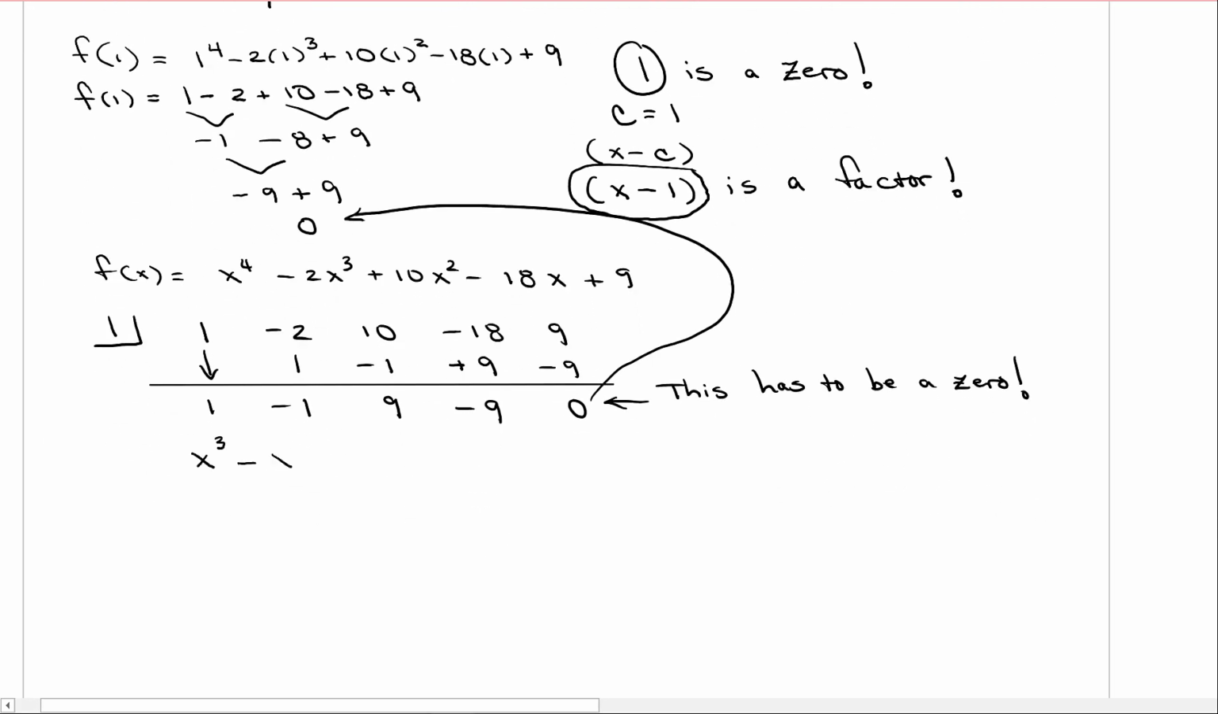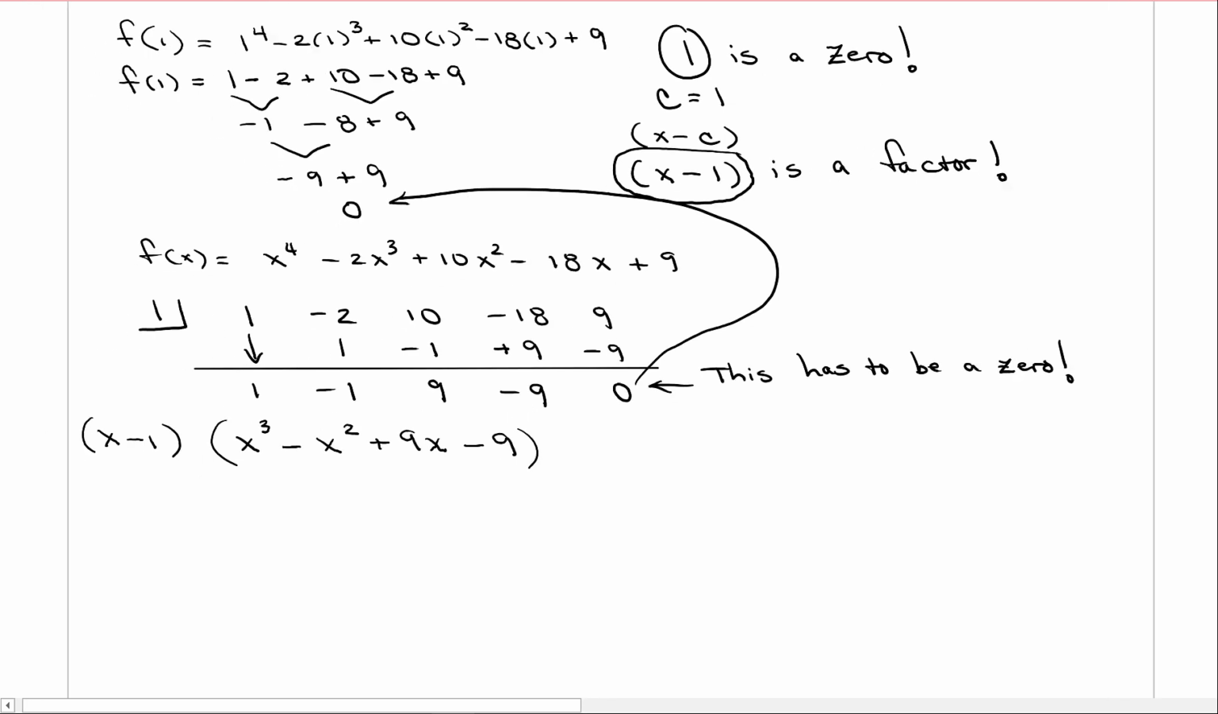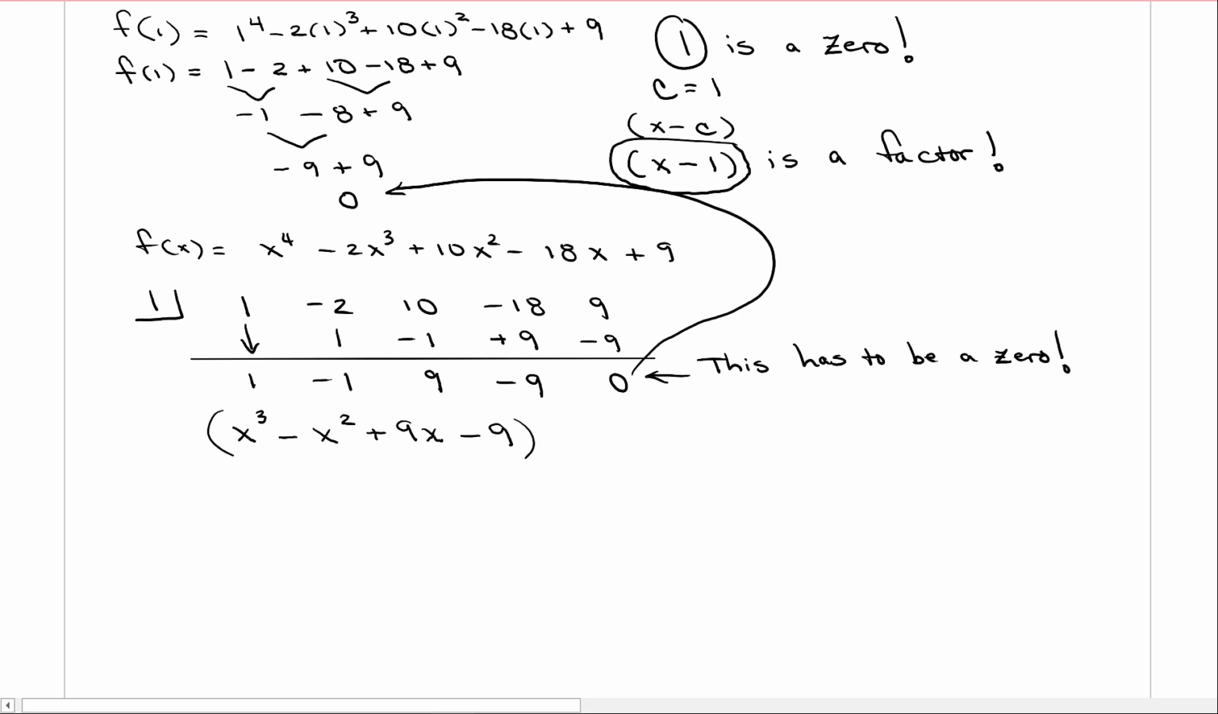All right, so I'm going to write down the polynomial that's left over here: x cubed minus x squared plus 9x minus 9. And remember, we have a factor of x minus 1. If I multiply these together, I'll go back to my original polynomial. So f of x is equal to x minus 1 times this polynomial. But I want this completely factored out. I don't want to forget my x minus 1, so I'm going to draw a little squiggly line with x minus 1 down there.